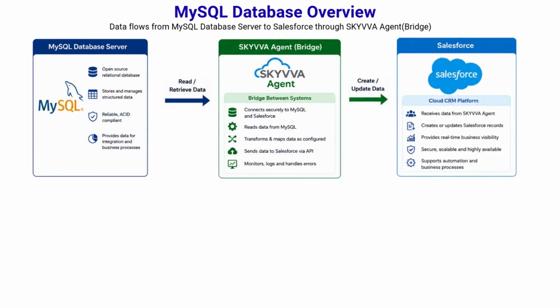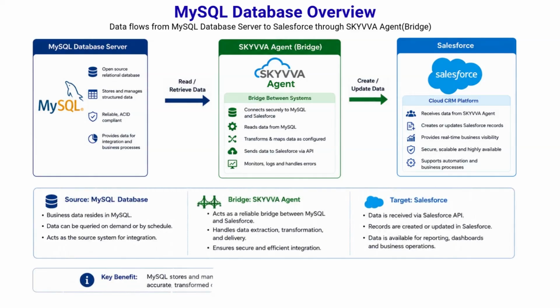Step 5. Salesforce. Salesforce receives the incoming data from the SKYVVA agent through its API. Based on the integration configuration, Salesforce creates new records or updates existing ones. For example, it can create or update accounts, contacts, products, opportunities, or any standard or custom Salesforce objects. Once the records are successfully saved, they become immediately available for Salesforce users, automation processes, reports, dashboards, and other business operations.